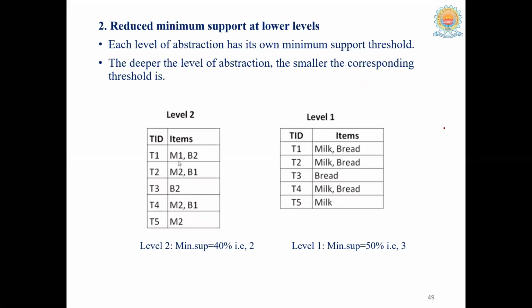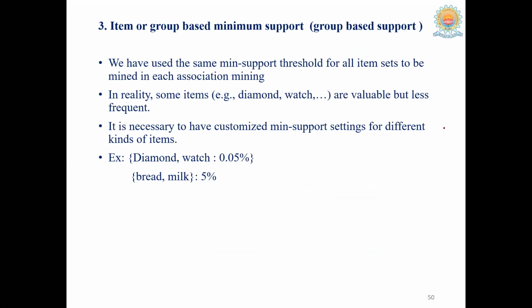So here we are giving some higher minimum support for the higher levels, and we are giving some lower or reduced minimum support for the lower levels. So with this, we are satisfying the constraints, both the constraints of higher levels and lower levels, so that finally we can retrieve some meaningful associations from both the higher level of abstraction concept hierarchies and lower level of abstraction concept hierarchy. And the third category is item or group based minimum support.